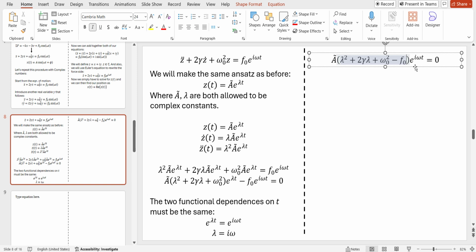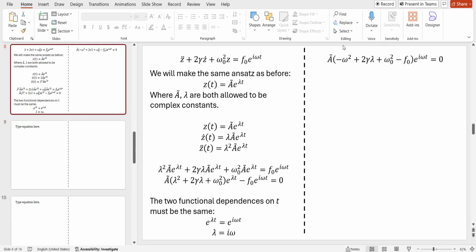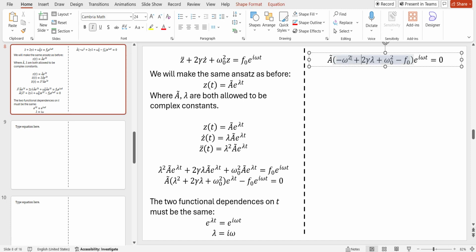Also, we know that lambda is I omega, so why don't we go ahead and plug that in everywhere? If you take I omega and you square it, that'll give you minus omega squared. The minus comes from the I squared. And this one's just going to give us I and an omega. And that's it. Those are all the lambdas in here.